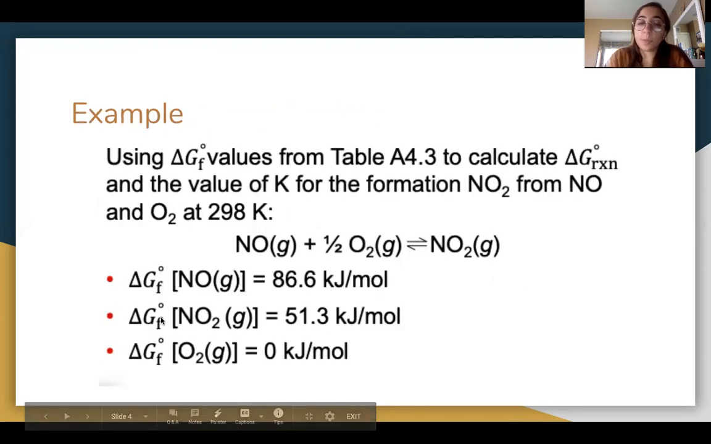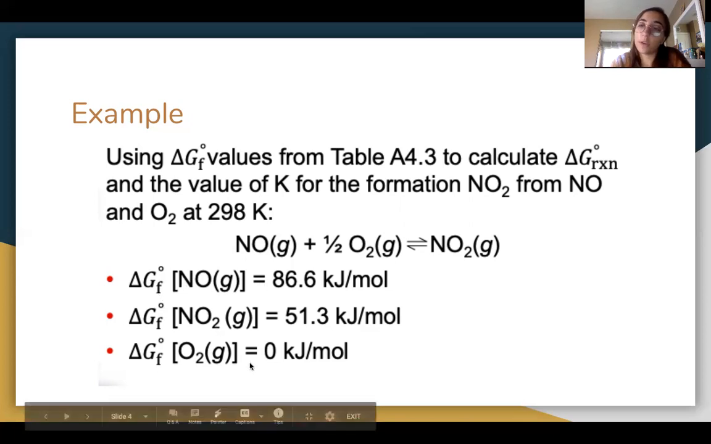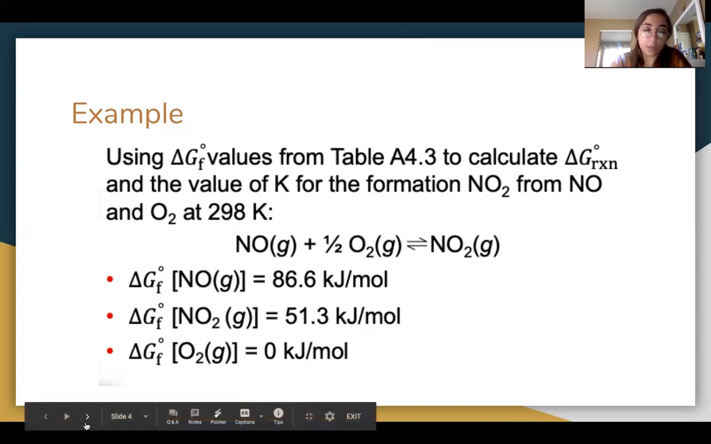So let's do an example that Professor Tang did in her lecture. So basically, they give you this equation, and they want you to figure out the delta G of the reaction. And after you figure out the delta G, you need to find K, the equilibrium constant. You're always given the value of delta G for each specific molecule, so you never have to memorize these values, and you're always given the temperature. So the temperature here we have is 298 kelvins. So let's see how we do this problem.